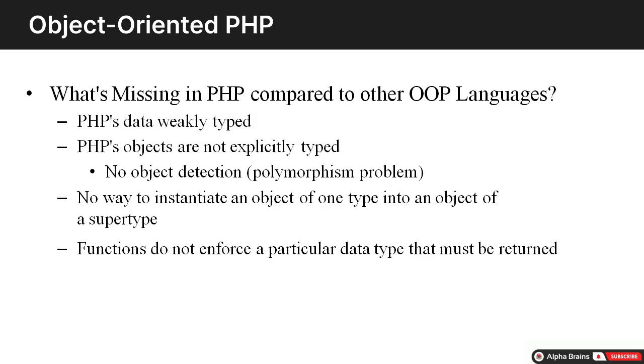Functions do not enforce a particular data type that must be returned. When we define a function in our object, we won't be saying this definitely returns a string or this definitely returns a double or an integer, as you might do in something like Java. So those of you coming from C++ or Java to PHP in an object-oriented way are going to have to get used to certain things not being there. If PHP is your first object-capable language, then you won't have to unlearn anything to use it.